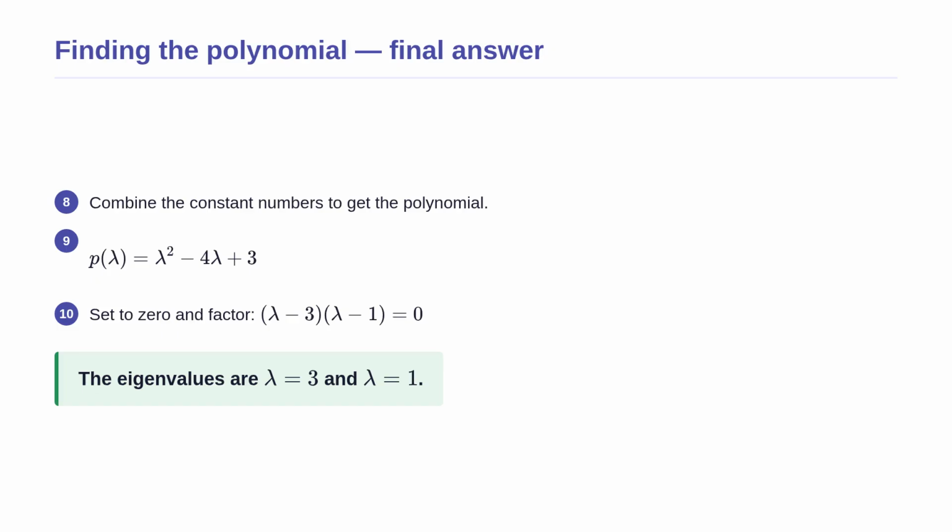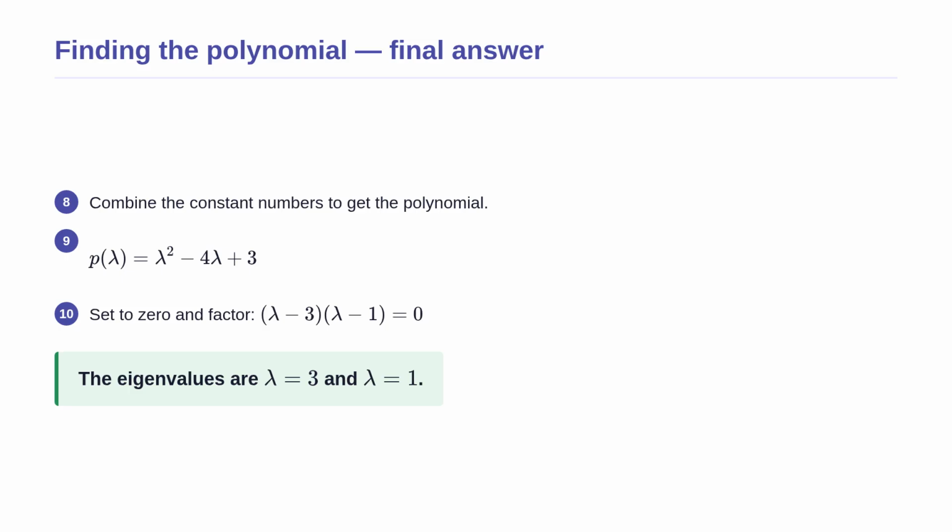Let us finalize this calculation. We combine the constant numbers 4 and negative 1 to simplify the expression. This gives us a final characteristic polynomial, lambda squared minus 4 lambda plus 3. Notice that the highest power is 2, matching our 2 by 2 matrix size.